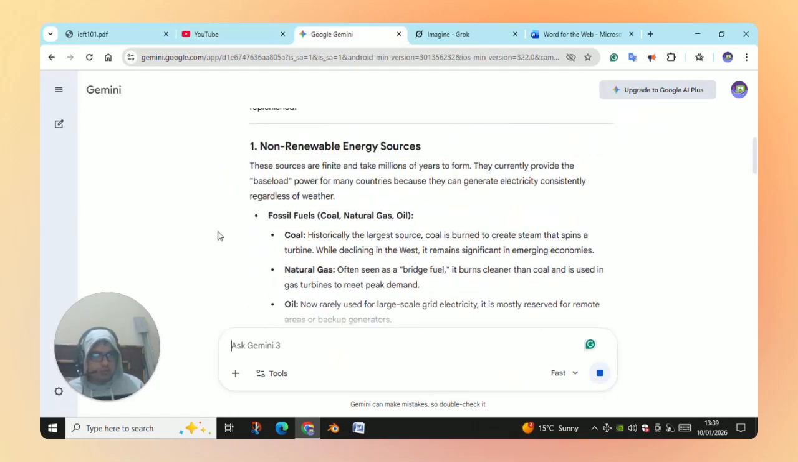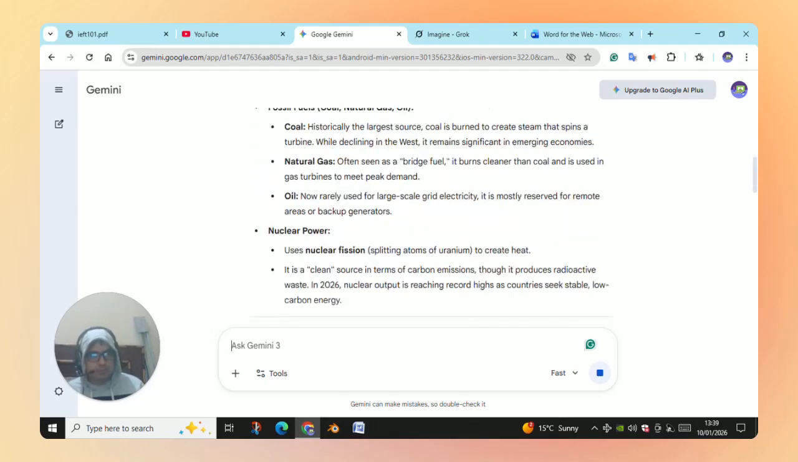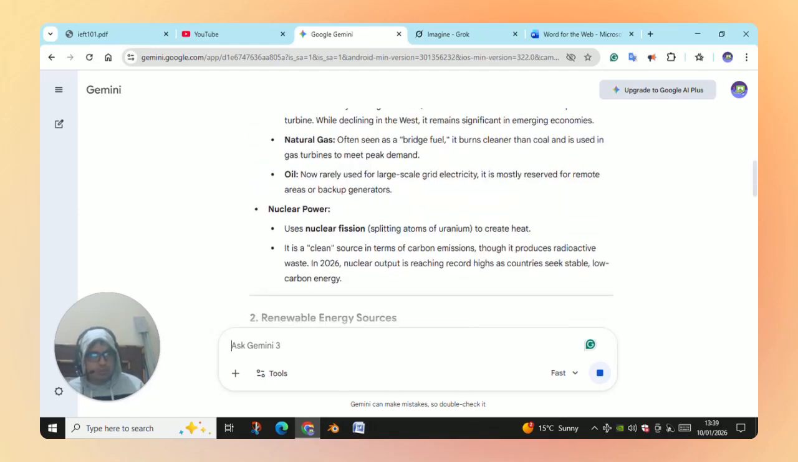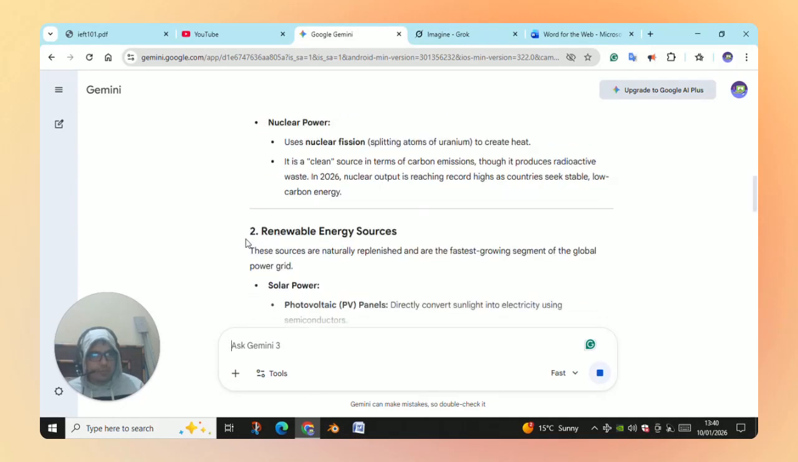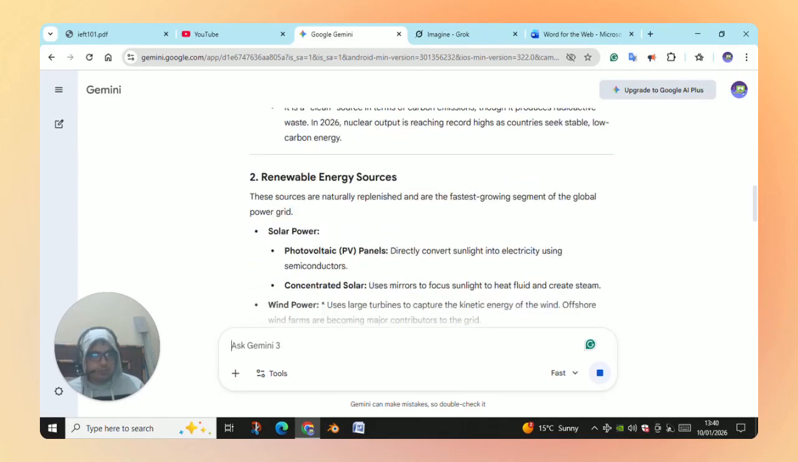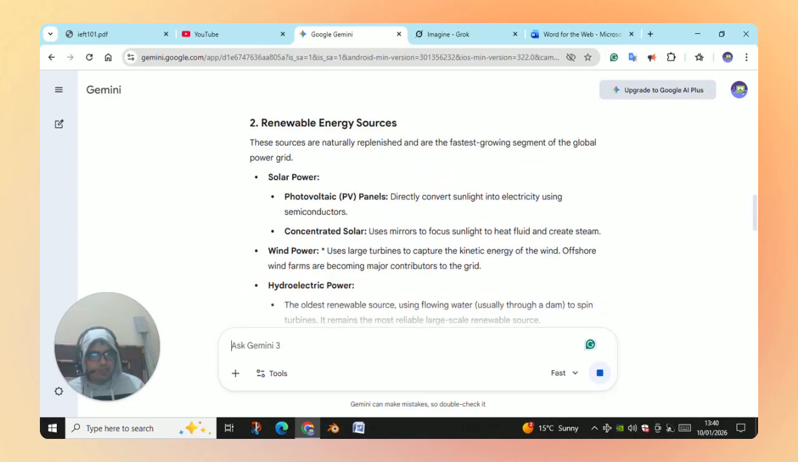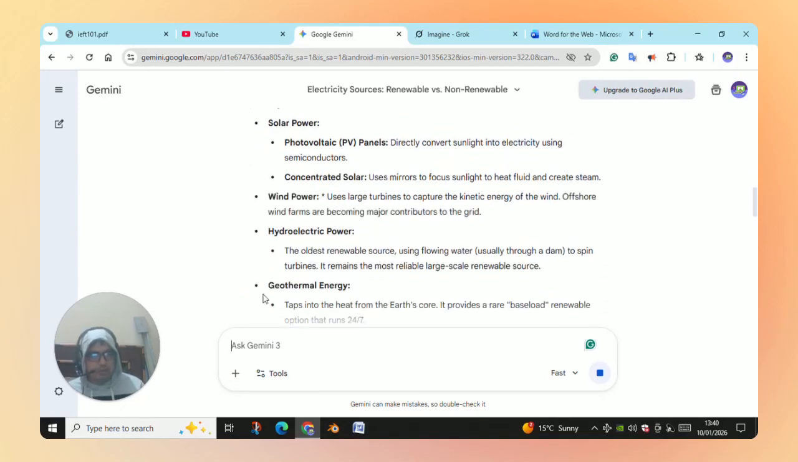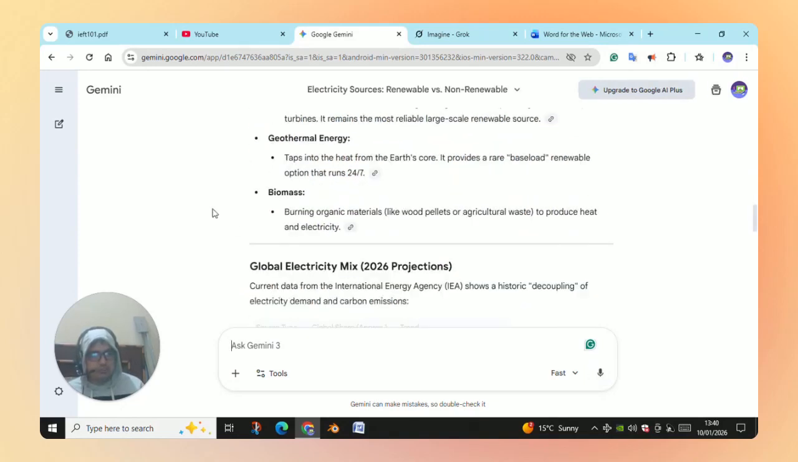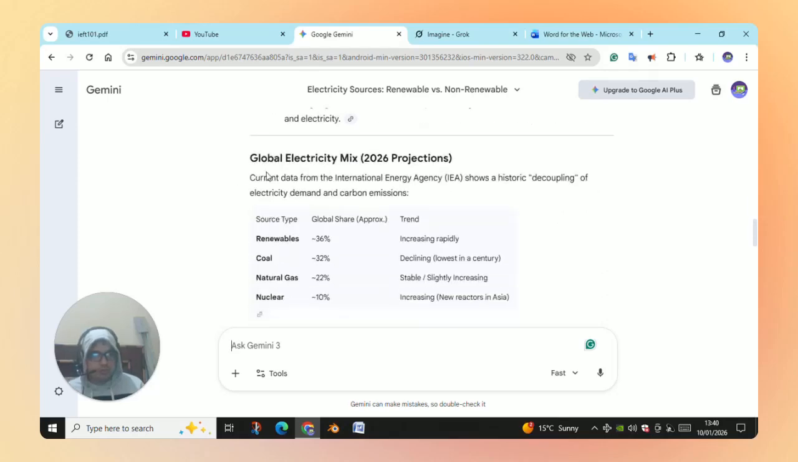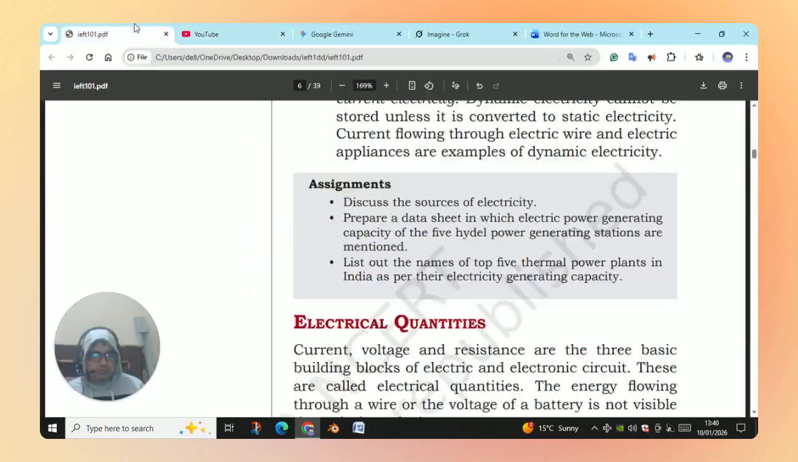So there are sources. First is non-renewable energy sources like fossil fuels, coal, natural gas, oil, nuclear power. Renewable energy sources: solar power, wind power, hydroelectric power, geothermal energy, biomass.